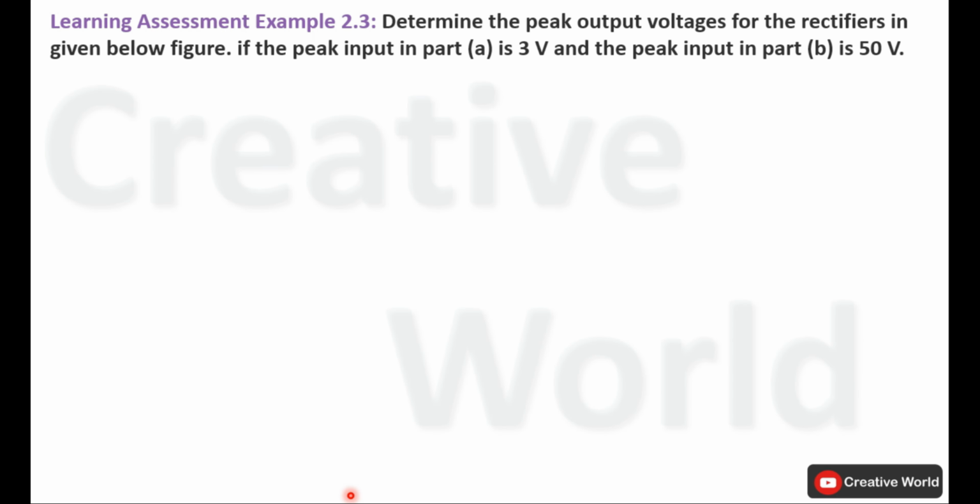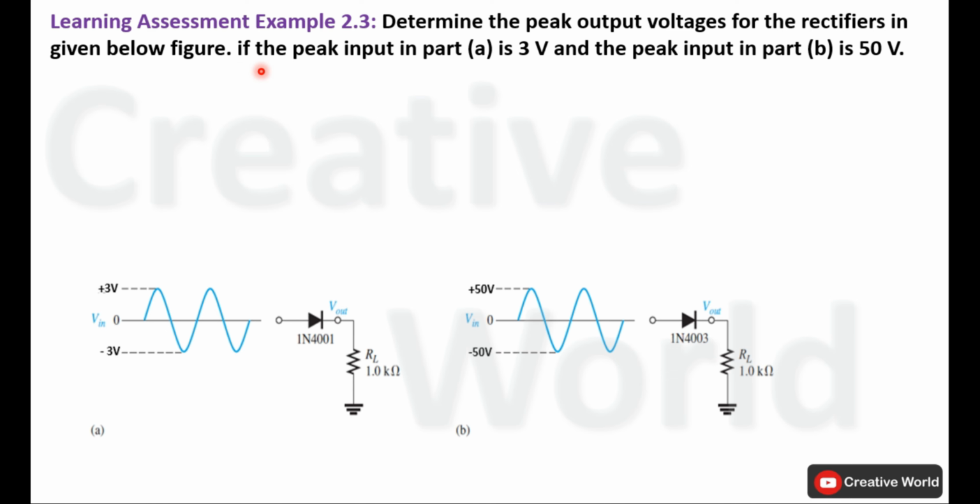Read the scenario. Learning Assessment Example 2.3. Determine the peak output voltage for the rectifiers in the given figure, if the peak input in part A is 3 volt and the peak input in part B is 50 volt. There are two half-wave rectifier circuits inside this figure. In figure A, the peak input voltage is 3 volt, while in figure B, the peak input voltage is 50 volt. And we have to find the peak output voltage across these resistive elements in both circuits.